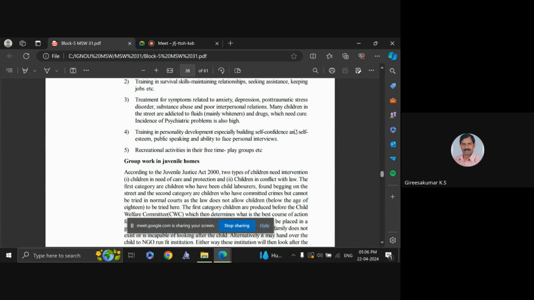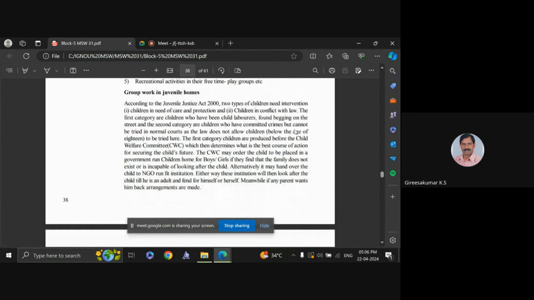So they are facing such situations: child labor, then begging in the street, and they may commit crimes. So on. The first category of children are produced before the Child Welfare Committee (CWC). It determines what is the best course of action. They decide on juvenile homes.